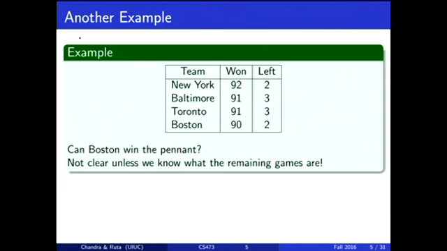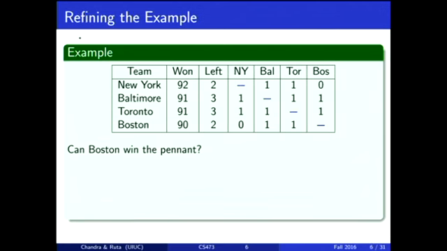So I have to tell you what information there is. Now here is the information I need: the current set of wins, how many games are left, and who is going to play whom in the rest of the games. This is a table. It says New York has one game left with Baltimore, one game left with Toronto, and so on. Maybe this can be two, it depends on how many games. If I give you this information, we can figure something out.